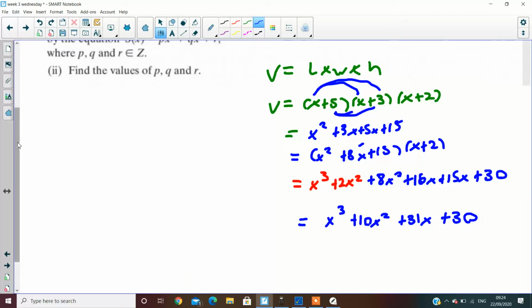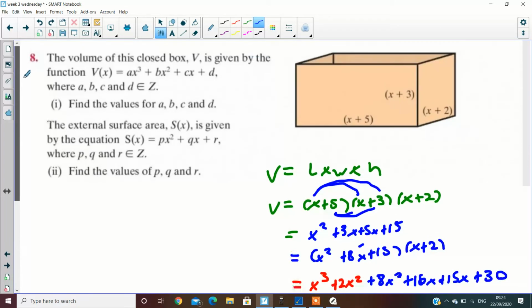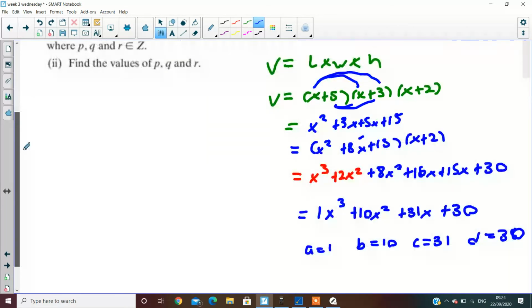Now, have I answered my question yet? I have to figure out what A, B, C and D are. A is 1, B is 10, C is 31, and D is 30. Is that okay with you guys? All right. Now, try and figure out the second one now.